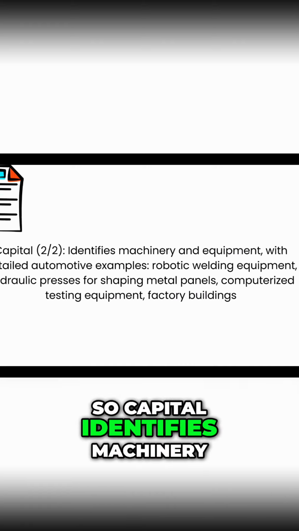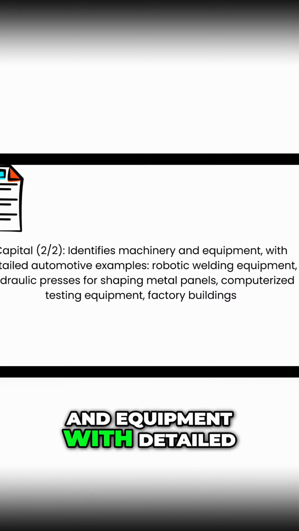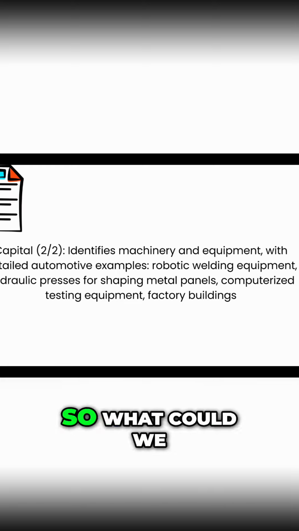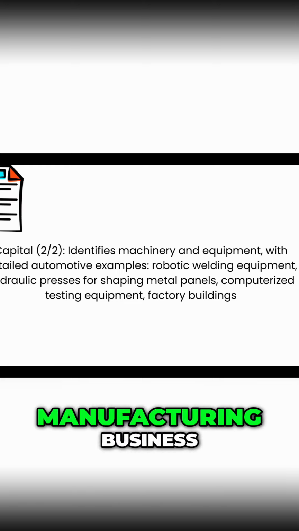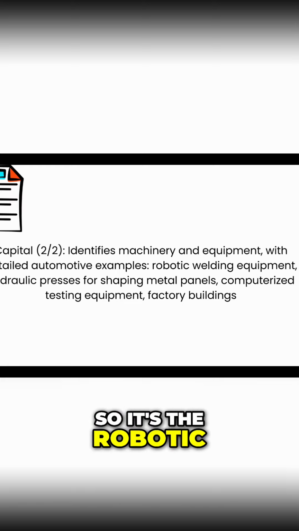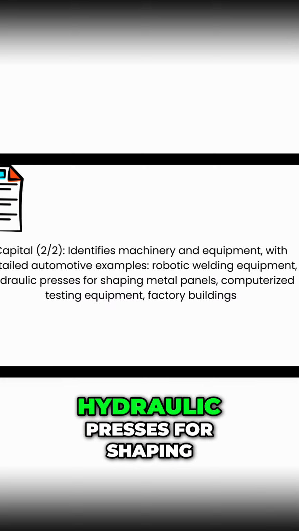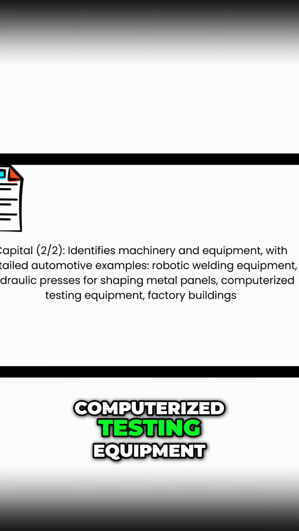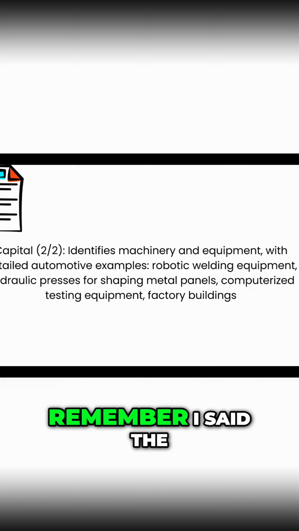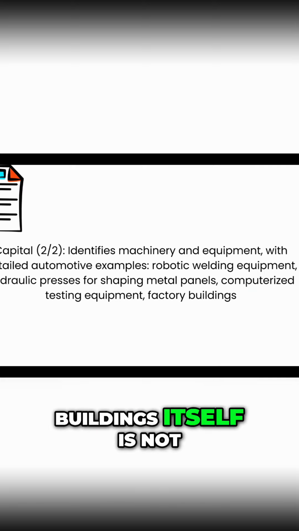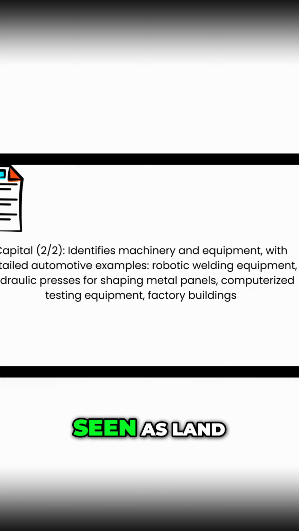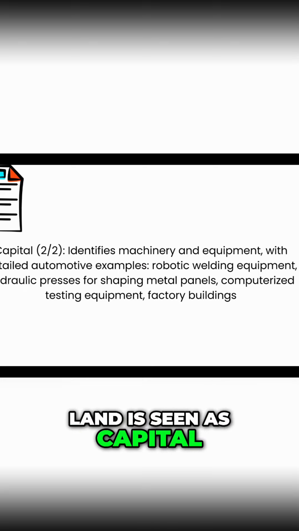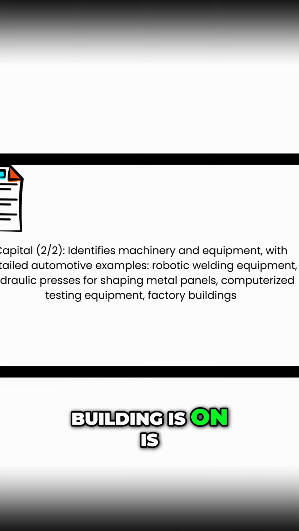So capital identifies machinery and equipment with detailed automotive examples. So we need to think car manufacturing. So what could we have in a car manufacturing business? So it's the robotic welding equipment, hydraulic presses for shaping metal panels, computerized testing equipment, factory buildings. Remember I said the building itself is not seen as land. The buildings on the land is seen as capital. The land that the building is on is seen as land.